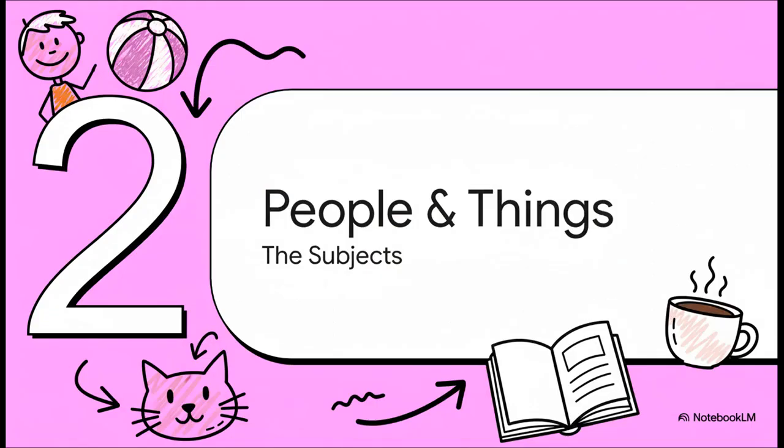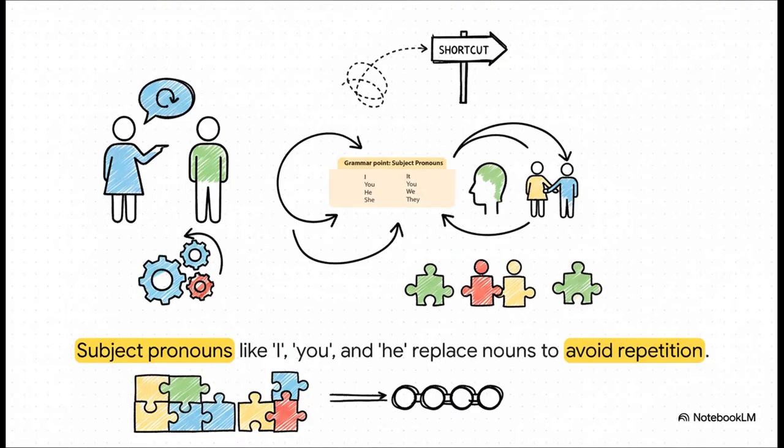Now, let's add the subjects of our sentences, the who or the what that we're actually talking about. Think of subject pronouns as your best friends for avoiding repetition. They're basically shortcuts. Instead of saying, John is a doctor and John works at the hospital, which sounds kind of clunky, we just say, John is a doctor and he works at the hospital. See? Much smoother. These are the doers of the action in the sentence.